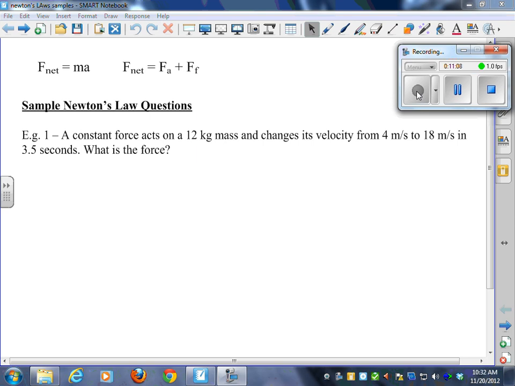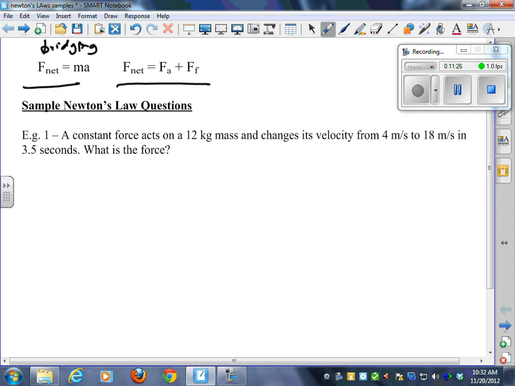So today is a big day. Today we're going to look at some sample of Newton's law questions. Pretty straightforward. Basically we're going to be using F net is equal to MA and F net is equal to FA plus FF. I call F net is equal to MA the bridging formula.